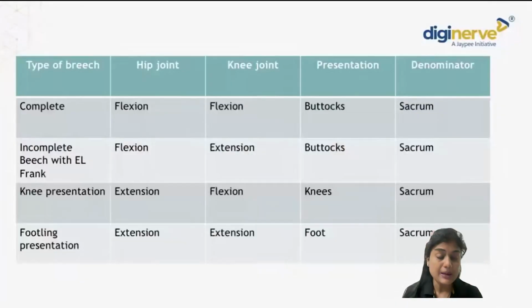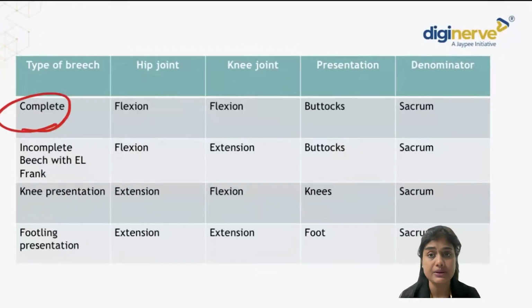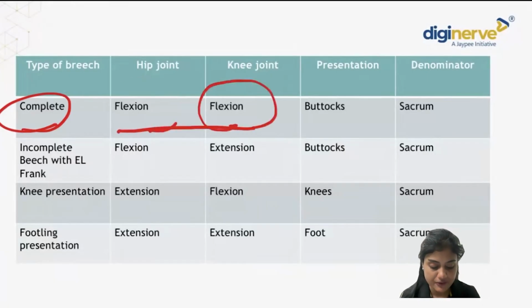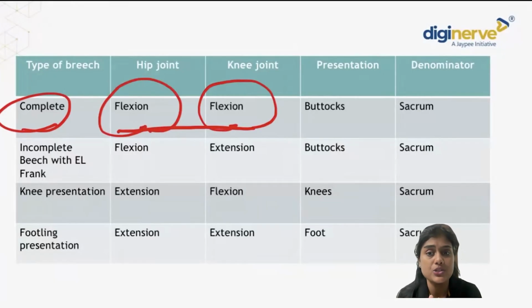Okay, next coming to the types of breech. This also they have commonly asked, that's why I'm telling you. Either they may give you a description or they may give you a figure. Whenever everything is well flexed, flexion at hip joint and flexion at knee joint, then it is a complete breech. Normally the baby is in a universal flexion position, isn't it? So that is your complete breech.